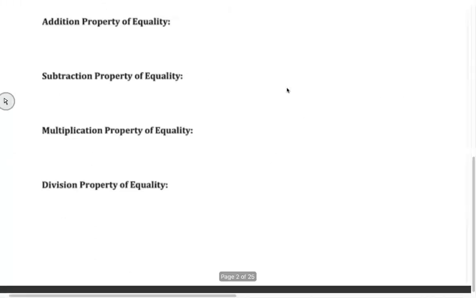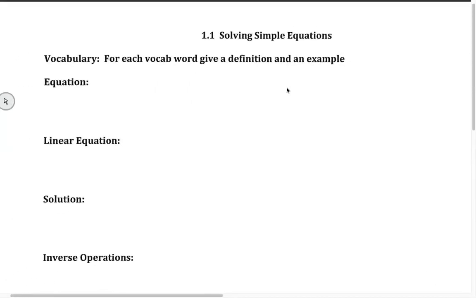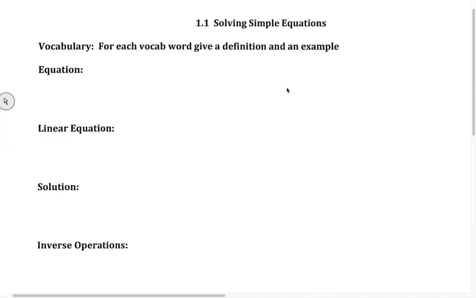So let's open it up. And this is for Chapter 1, Section 1. So solving simple equations. Simple equations are equations that are considered to be solved in like one step. Right? Now, we talked a little bit about this.